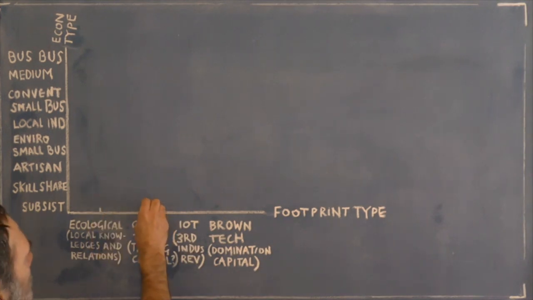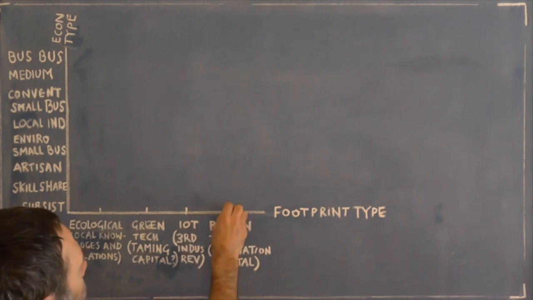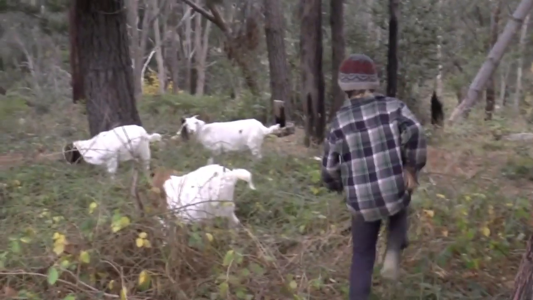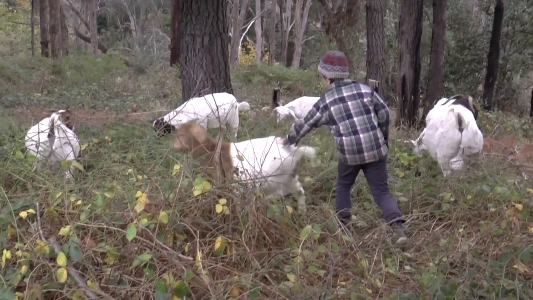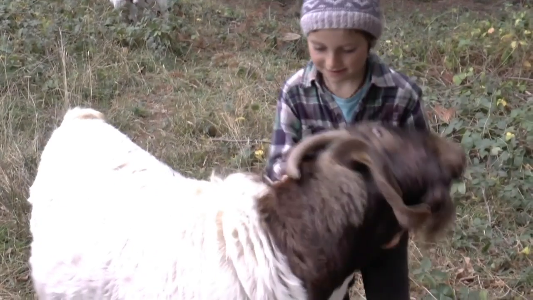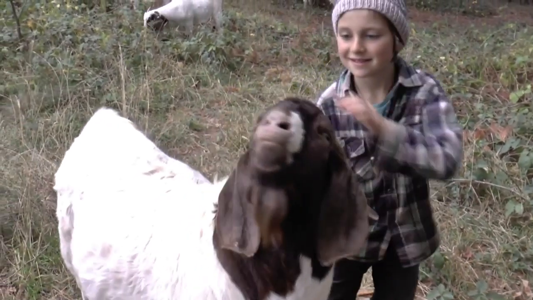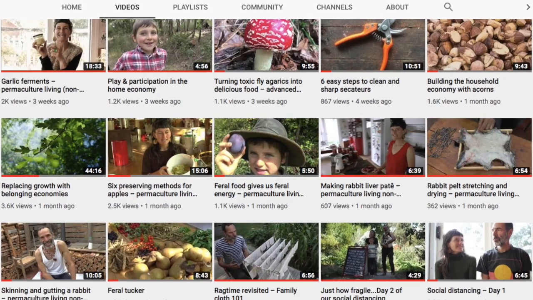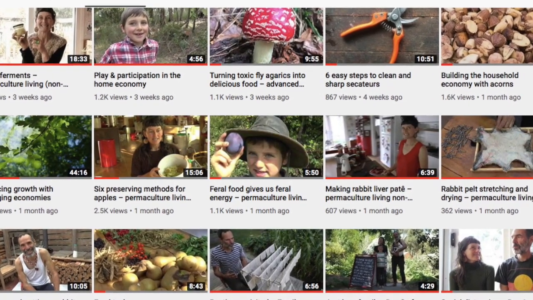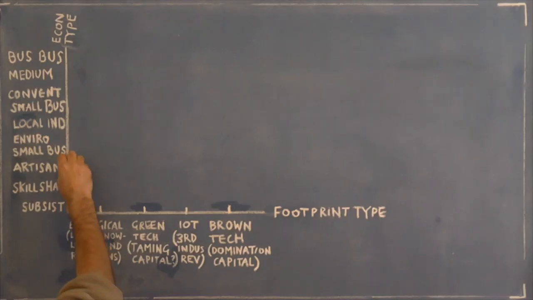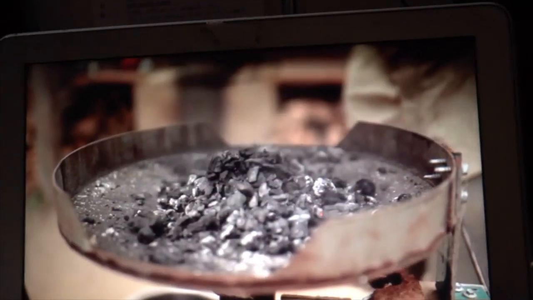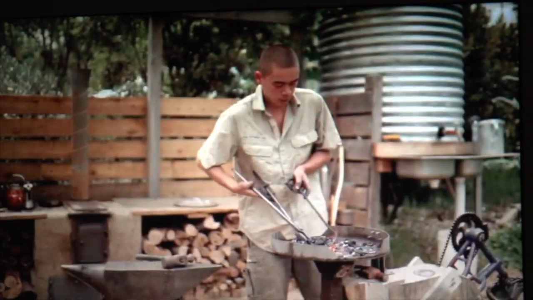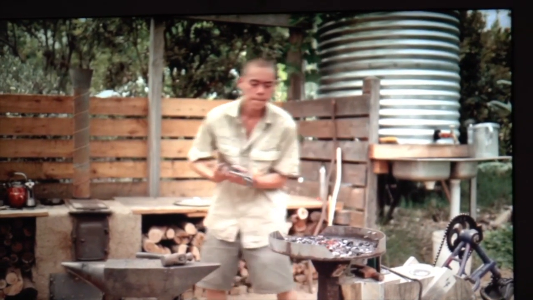We start with subsistence, non-monetary, land-bonded economy. This is the economy of peasants, traditional first peoples and neo-peasants, and contemporary first peoples as well. This is really the home and community economy. The next level up is the skill share. This is the trading of skills and knowledges informally as part of strengthening local economies and online communities. Then we have the artisan level, which is small scale local arts and crafts, including ceramics, textiles, blacksmithing, etc. Crafts and arts that belong to a cultural context of local land.